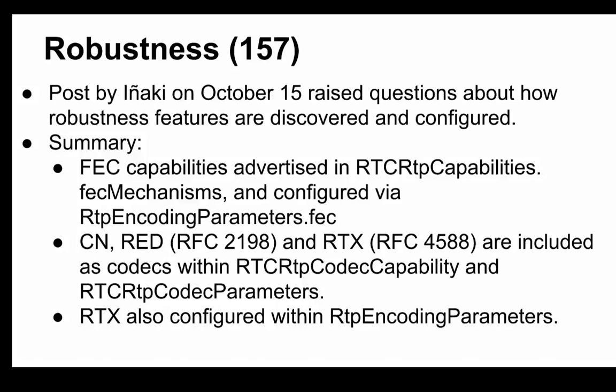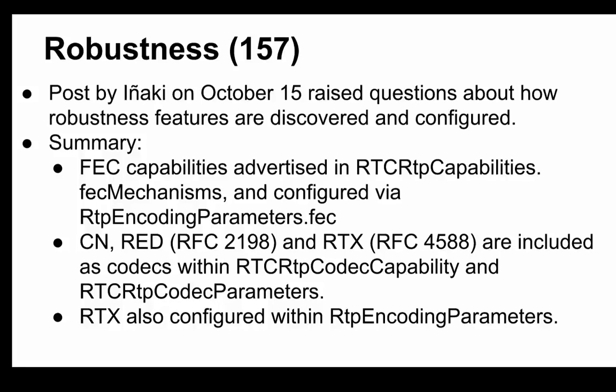So we had a post by Inaki on October 15th about the robustness features. I think he in particular asked about RTX, but some of the things he asked about also applied to Red and a few other things. And Peter replied, kind of trying to explain how everything works. To summarize it, the FEC capabilities are advertised in the RTC RTP capabilities. So you can figure out what the FEC mechanisms are that are available, and then you can configure them via the RTP encoding parameters .fec.